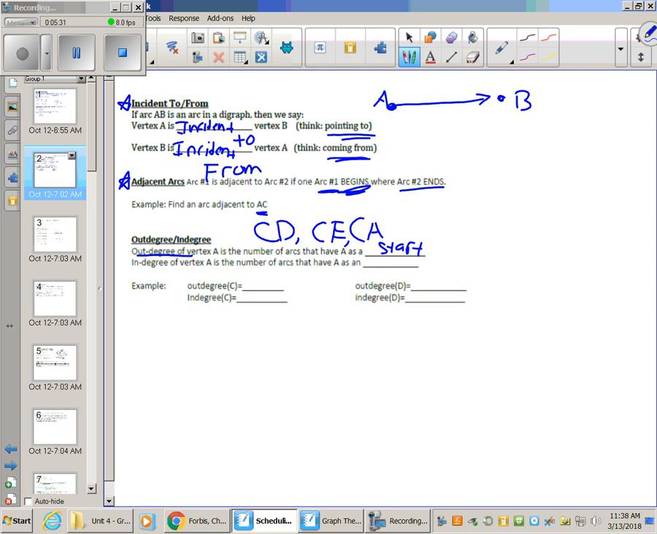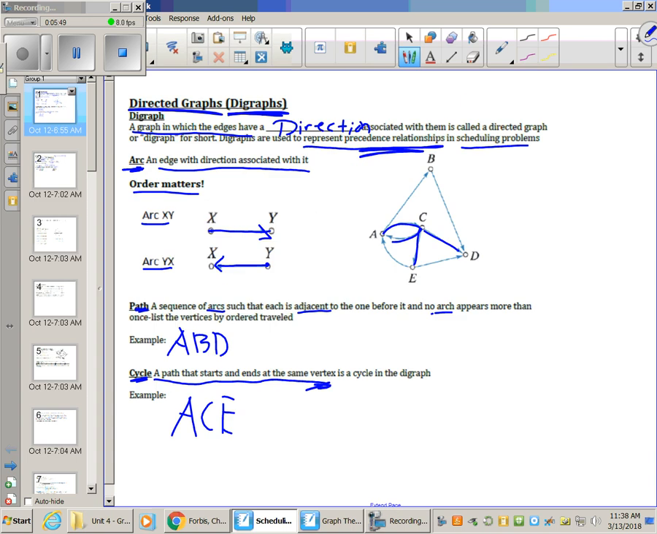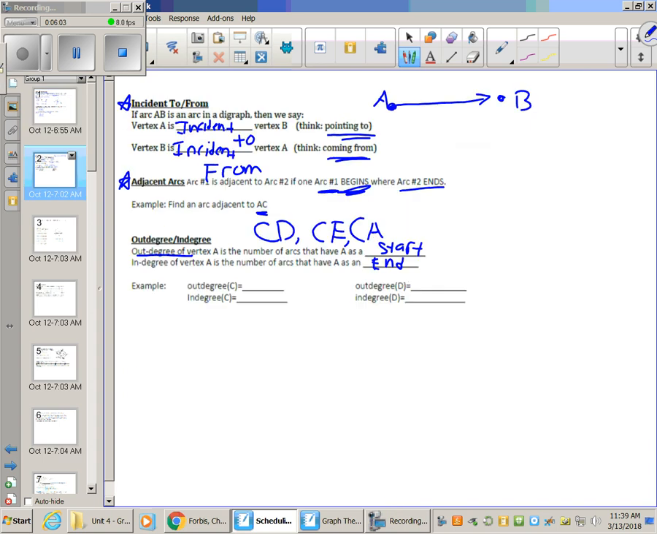Okay, it's the arrows that are coming out of the vertex. The in degree of a vertex A is the number of arcs that have A as an end. Okay, so have the arrows pointing at A. So for example, if I'm looking at the out degree and in degree of C, well for out degree, we have 3 arcs coming out of it. And we have 1 arc coming into that. That's the in degree. Okay, so my out degree is 3, my in degree is 1.